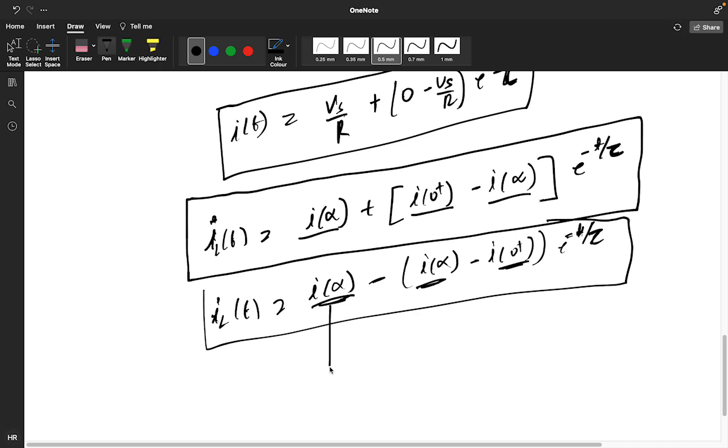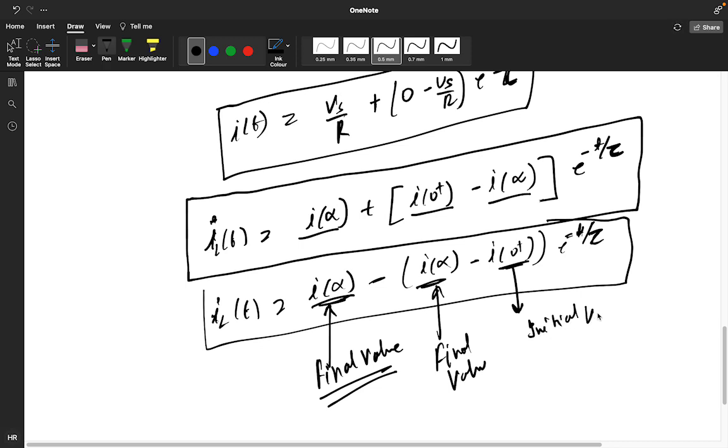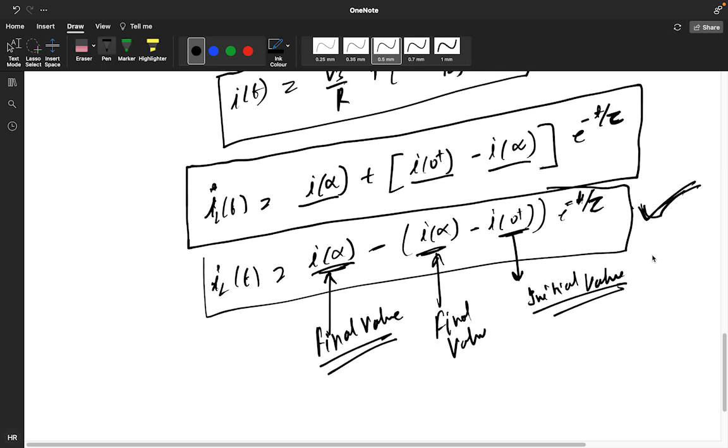This I infinite is called the final value, and this I0 is called the initial value. With the help of this formula only, in your transient chapter, you can solve each and every question of the transient. You need to remember this formula only: IL of t equals I infinite minus, I infinite minus I of 0, into e power minus t by tau. The same formula you will get for the capacitor.